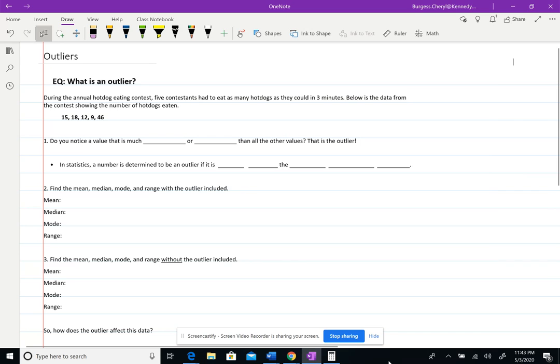So, holy cow, there's an obvious winner here. Did you notice a value that is much higher or lower than the other values? That's the outlier.